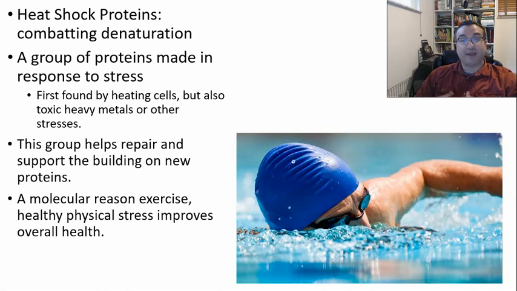And so it repairs our body in molecular ways, which gives an interesting reason for exercise. Besides just building up your muscles, exercise is a form of physical stress that improves your overall health by encouraging your body to make these heat shock proteins that start fixing up places where your body has been stressed out.